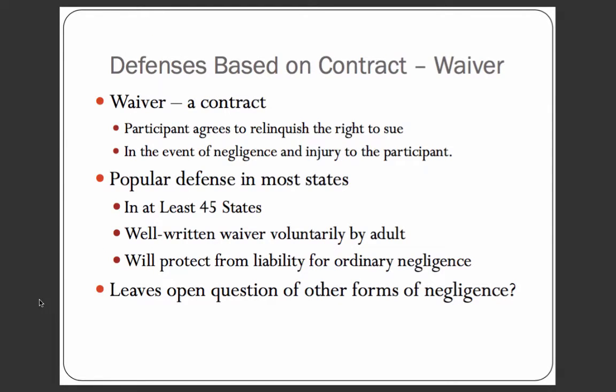So now those were based on common law, and that's, again, judge-made law. Now we've got defenses based on contracts. So that waiver, again, is a written agreement between the parties where one side gets something and the other side gets something, but both sides relinquish their right to sue.